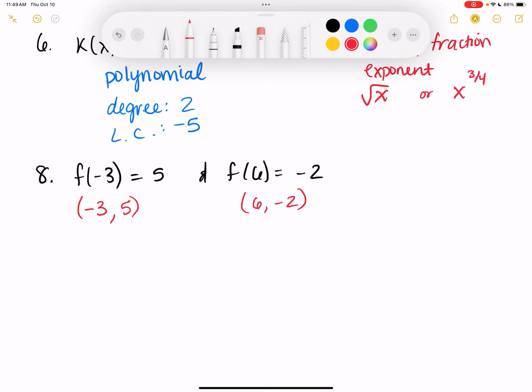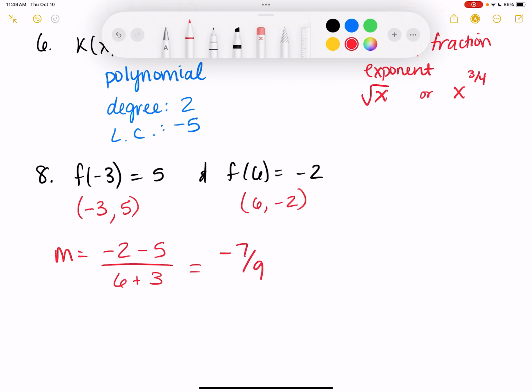How do I find slope? y2 minus y1 over x2 minus x1. So -2 minus 5 over 6 minus the negative, so plus 3, would be -7 over 9.